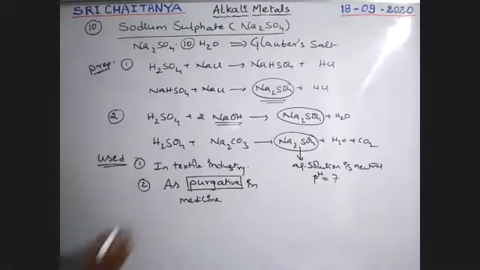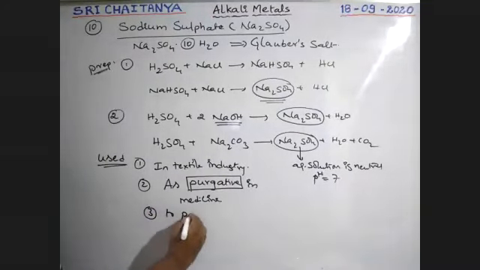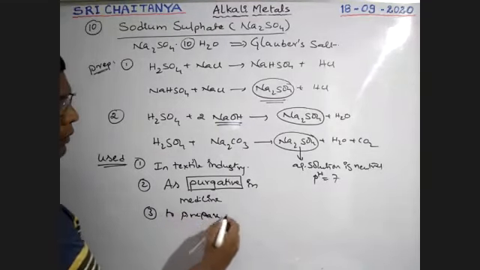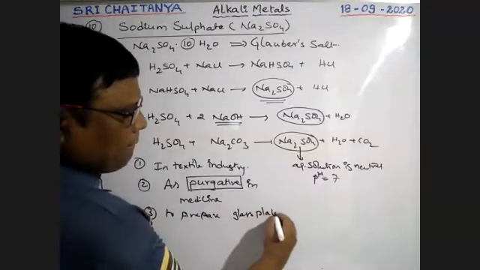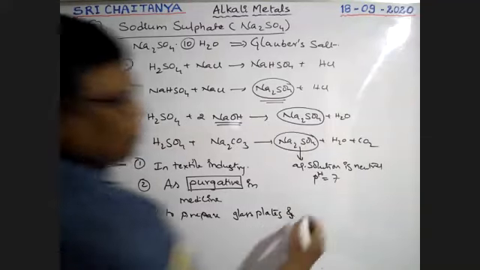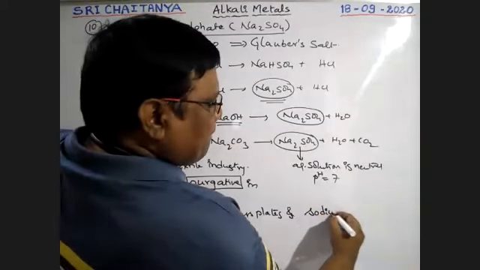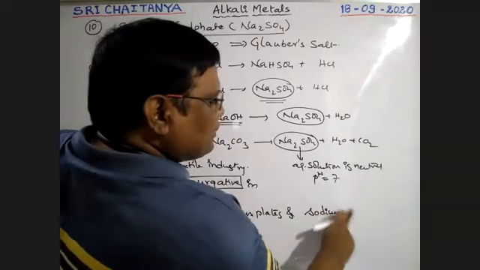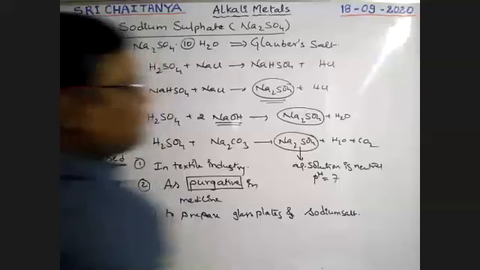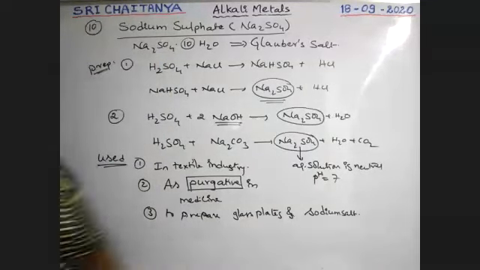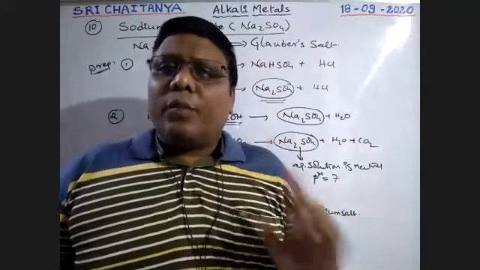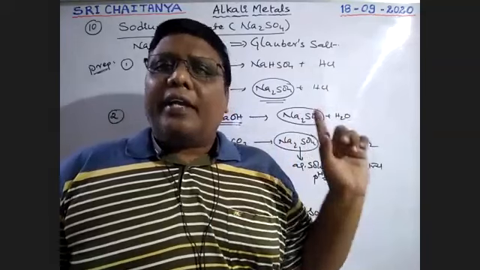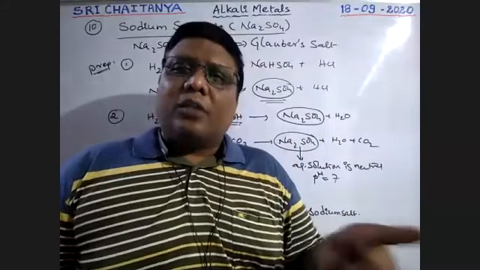Next, it is used to prepare glass plates and some of the sodium salts. These are prepared by starting with this chemical. So this is about Glauber's salt. The one and only important point is Glauber's salt. What is Glauber's salt? That is the decahydrate. Sodium sulfate decahydrate is commonly called Glauber's salt.